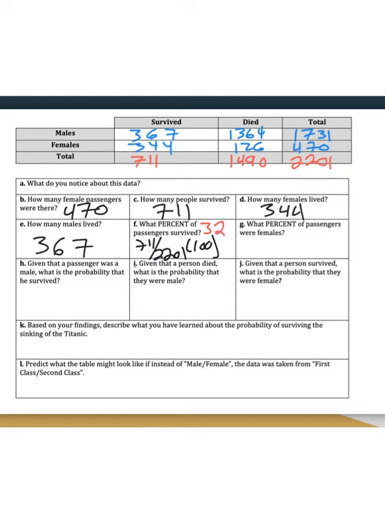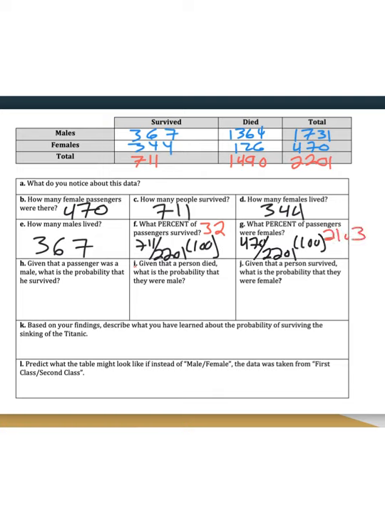that actually survived. Using a similar process to find the percent that were females, we know that there were a total of 470 females. So I have 470 divided by 2,201. And again, we'd multiply that by 100 to turn it into a percent. And we end up getting 21.3%. Let me go ahead and write that down.